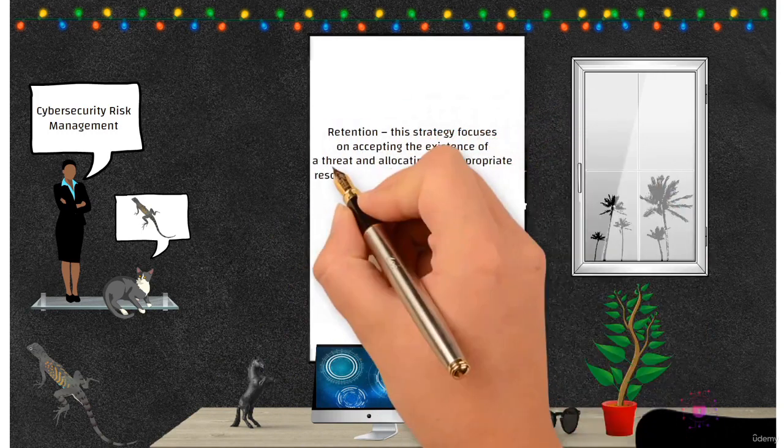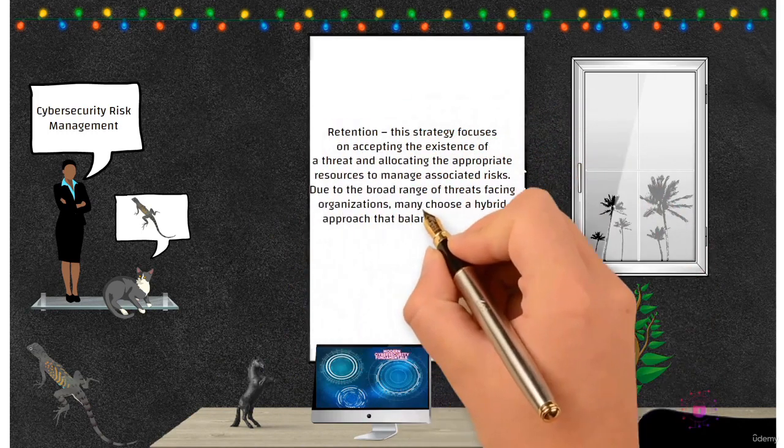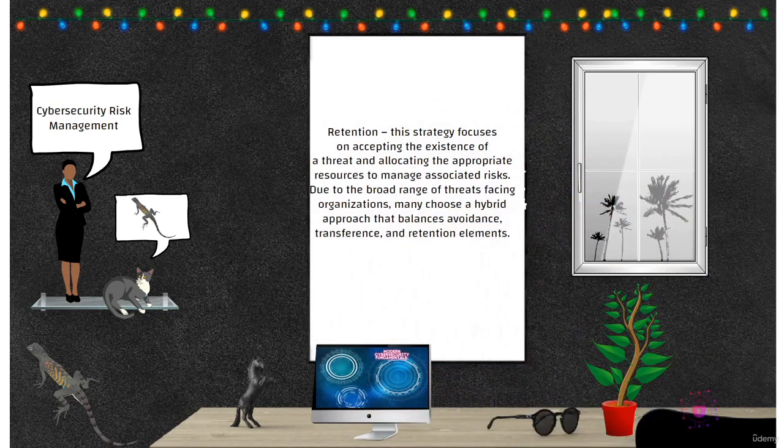Retention. This strategy focuses on accepting the existence of a threat and allocating the appropriate resources to manage associated risks. Due to the broad range of threats facing organizations, many choose a hybrid approach that balances avoidance, transference, and retention elements.